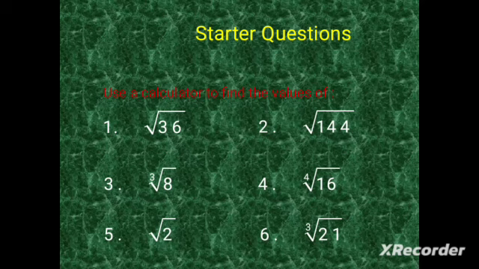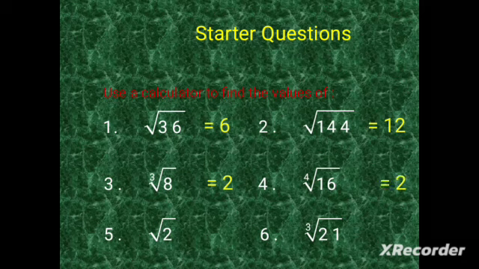Number one will be root of 36, square root of 36. And if you use your calculator, you get 6. Number two, root of 144, square root of 144. And that one, your calculator gives you 12. Number three, cube root of 8, it's 2. What about fourth root of 16? You get 2.